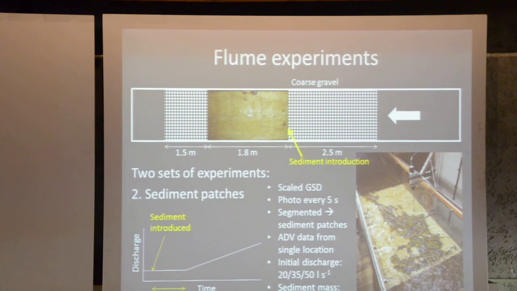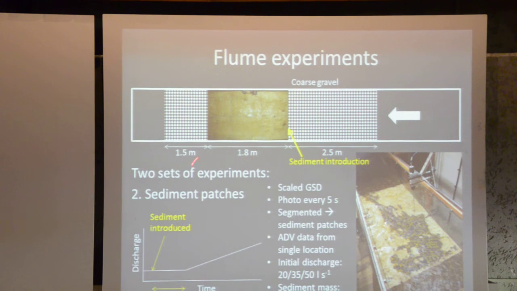So we started off with a scaled grain size distribution. This has got a D50 of 7 millimetres. And in the pictures you might see there's some coloured grains. The D84 is painted yellow, the D50 is blue, the D16 is orange.